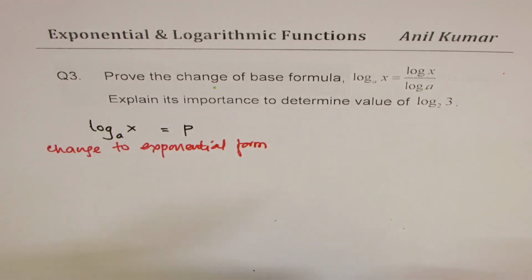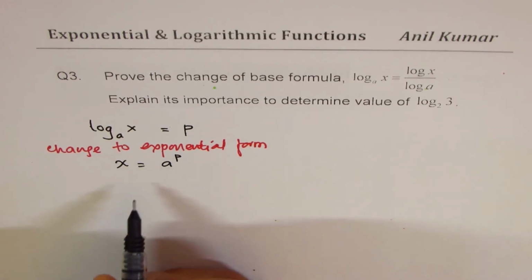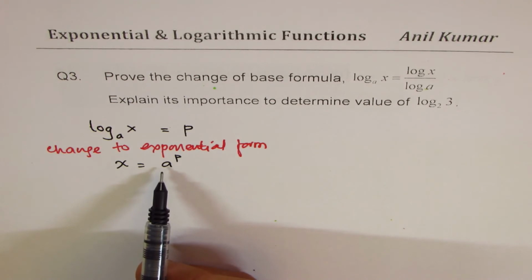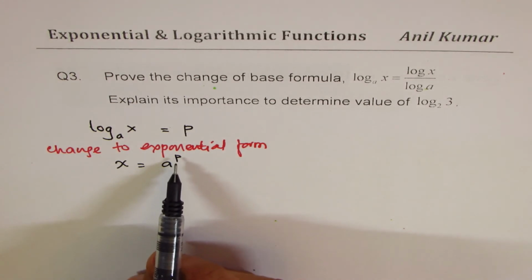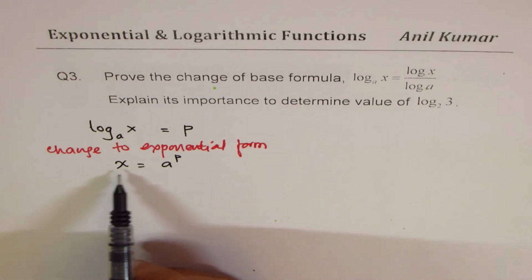That is how we also solve equations, right? So we get x is equal to a to the power of p. Does that make sense? So x becomes equal to a to the power of p. Now, you want to really change the base. So to change the base, what we can do is take logarithms again, right?